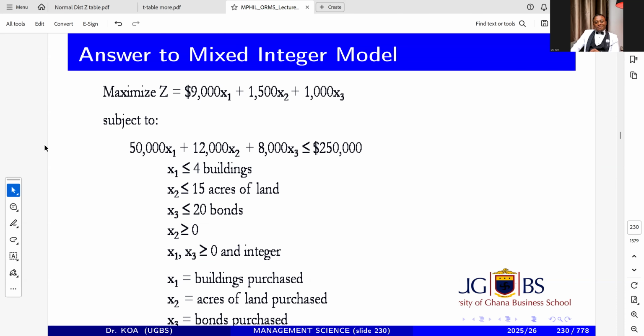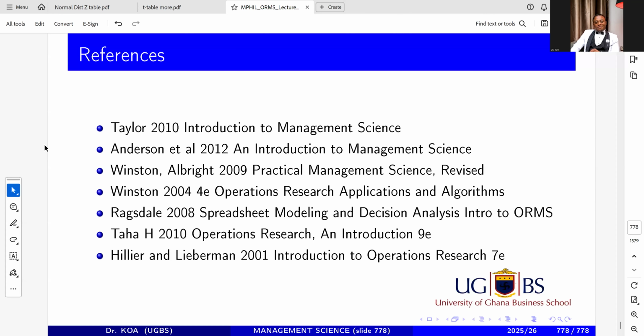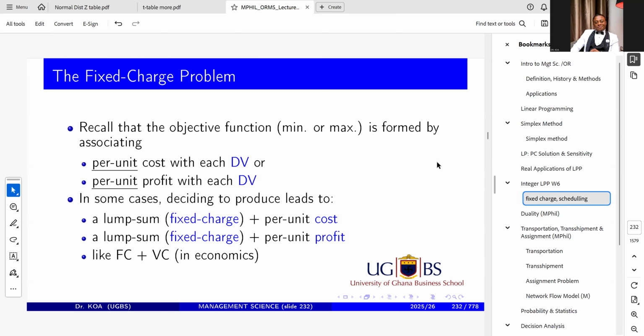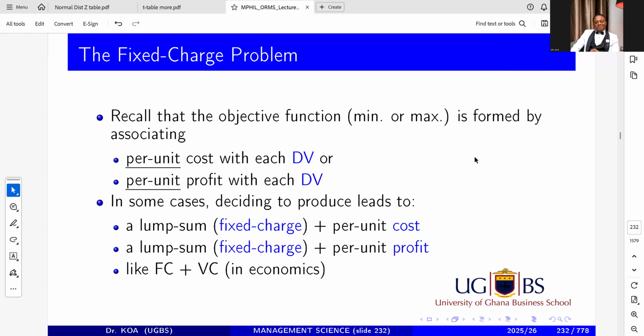Okay, let's go to the fixed charge. Let's go to fixed charge. That is the problem of the day today.